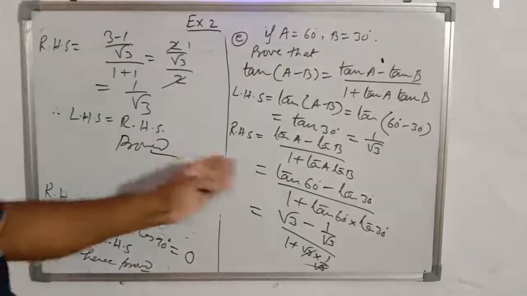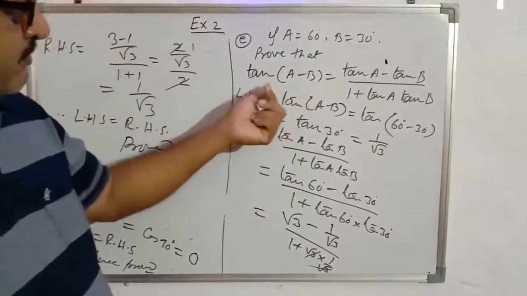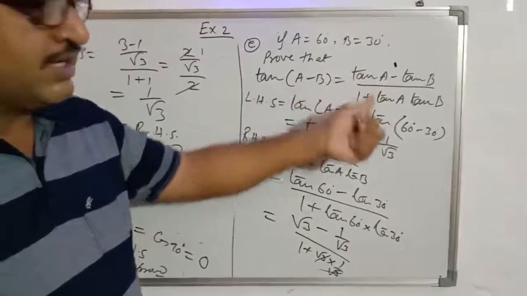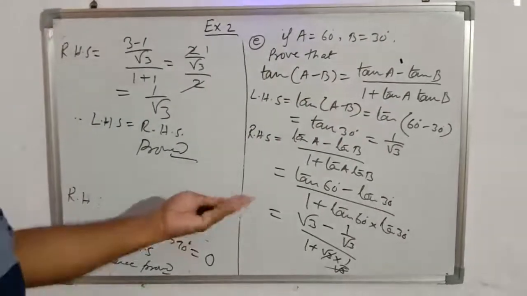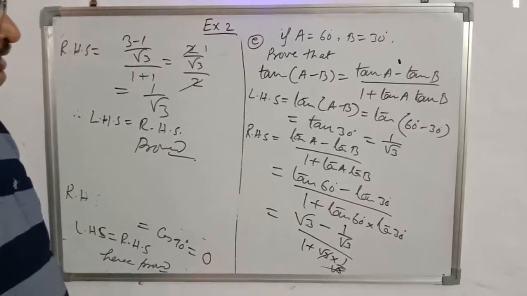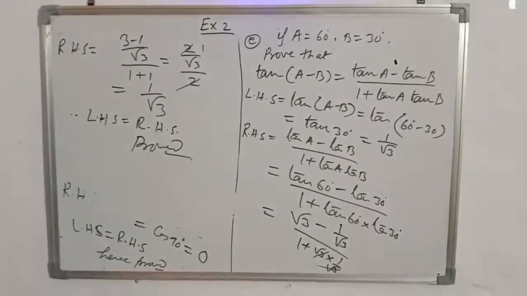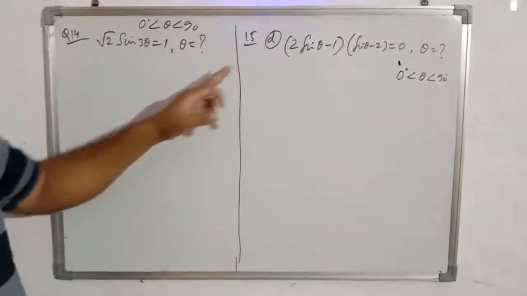So in this way we can verify. If the value of some angles is given, then firstly we will find the left side values and right side values. If both sides are coming equal, it is verified. Let us see some more questions from your exercise. Question number 14 and 15.